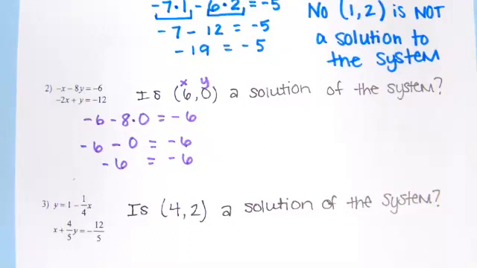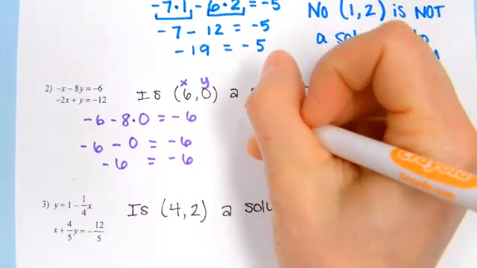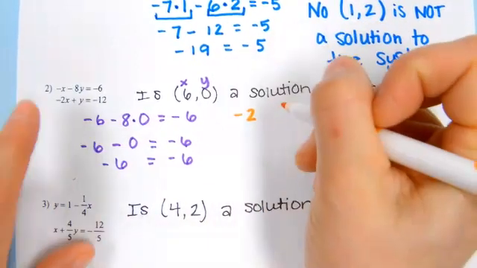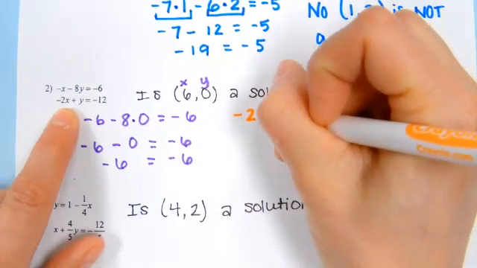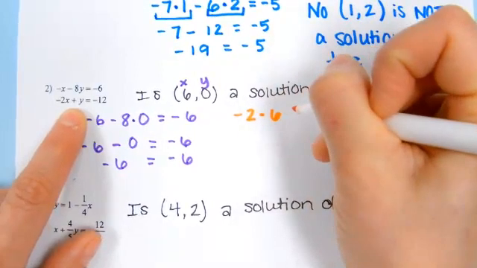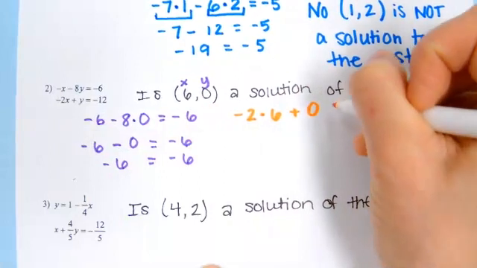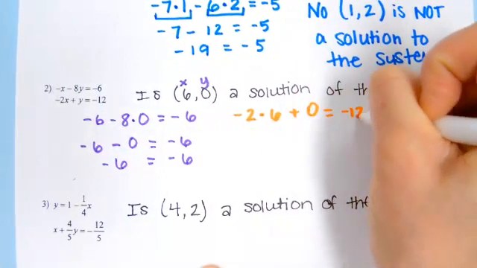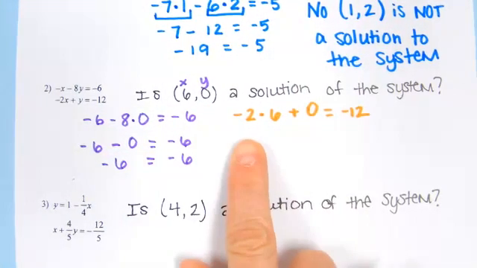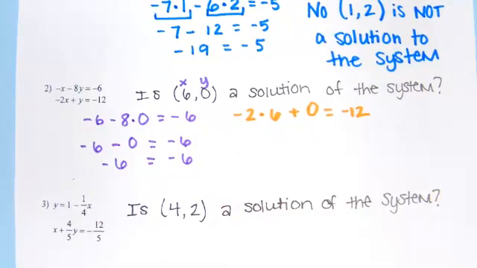So the next one is negative 2x plus y equals negative 12. So I'm going to do this again. -2, and now instead of x, I'm going to say times 6 plus y, so plus 0 now, because that's my y, equals -12, and I'm going to check that out. So let's do this. Am I going to multiply or am I going to add first?